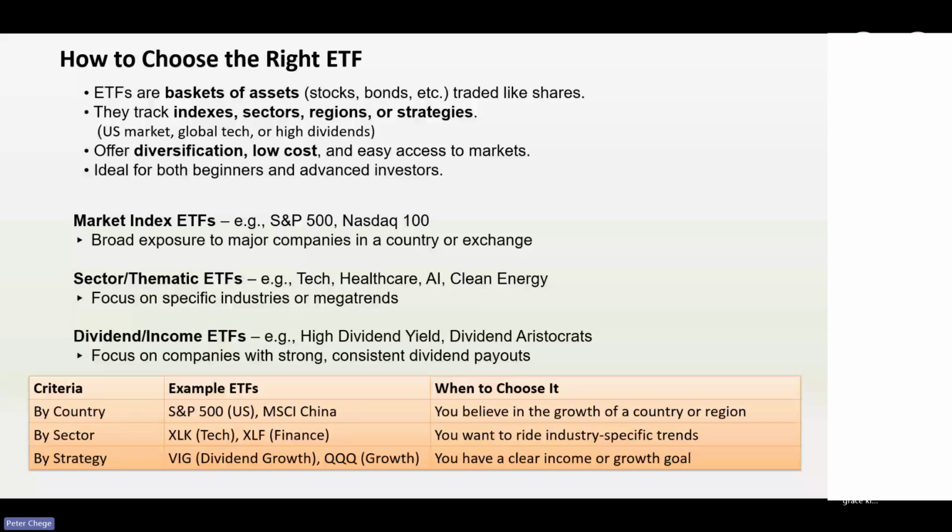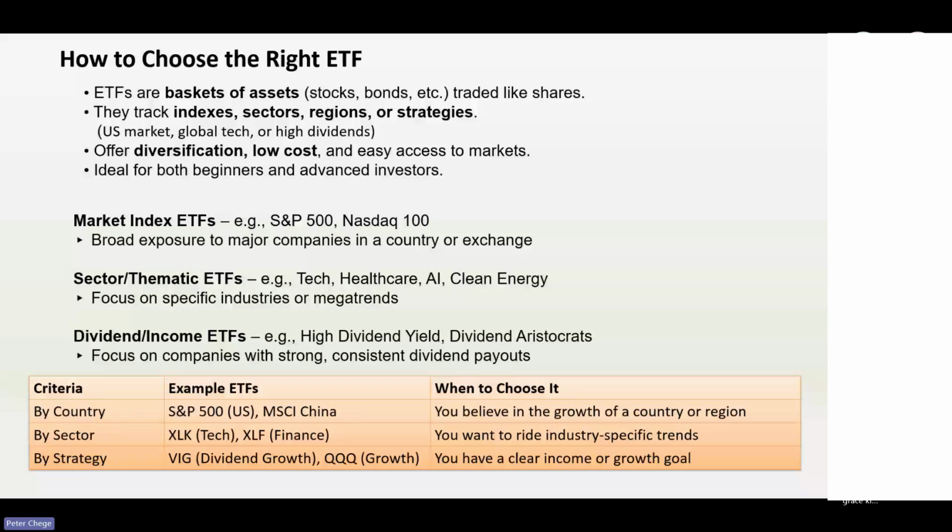Then there is a sector, which are also called thematic ETFs. They track sectors like technology, healthcare, AI, clean energy, and many more sectors. So they focus on specific industries and mega trends. Then there are dividend or income ETFs. These track high dividend yields. They focus mainly on companies with strong and consistent dividend payouts.